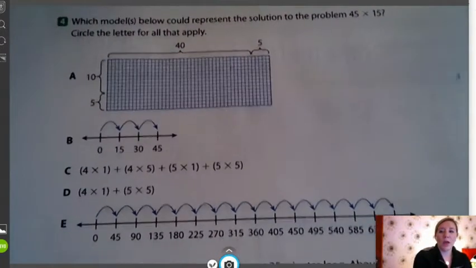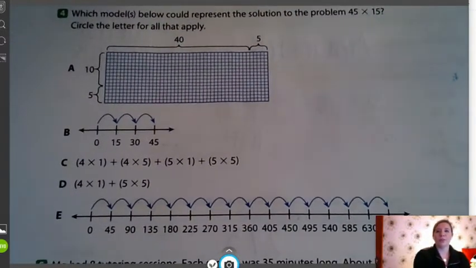Okay, let's go to page 125. All right, for number 4, which models below could represent the solution to the problem 45 times 15? There are 2 answers here. Okay, so we're looking at 45 times 15.